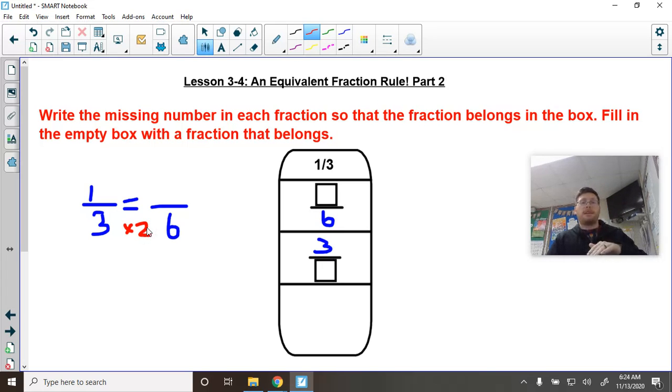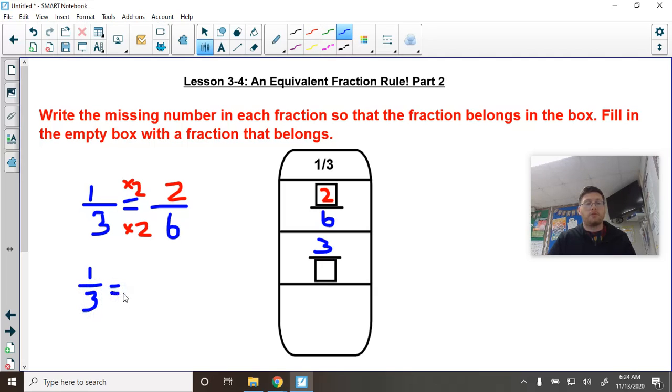You'll always hear me say this. Whatever you do to the top, you do to the bottom. Whatever you do to the bottom, you do to the top. So if I'm multiplying by 2 on the bottom, I'm going to multiply by 2 on the top. 1 times 2 is 2. So it's going to be 2 sixths. All right, simple enough. Now, next one, I have 1/3 again.